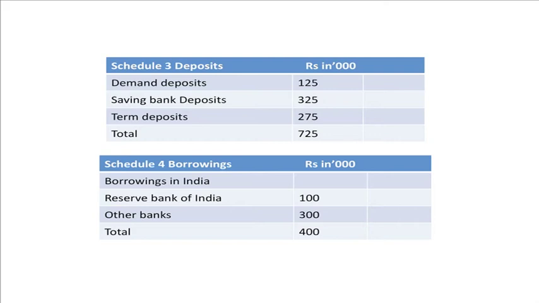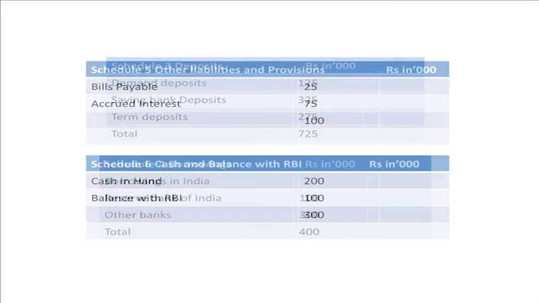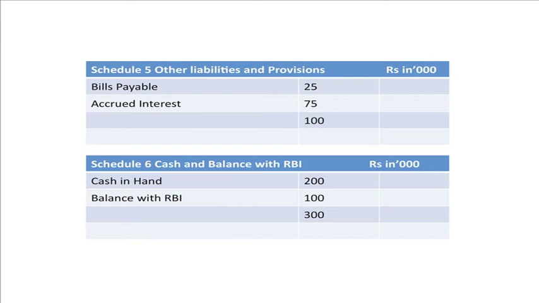While analyzing the question, we have already identified that they will go in schedule 3, deposits. So, we have placed these values in the schedule appropriately and we have got this figure. So, while making the balance sheet, we will simply insert the totals of these schedules against those schedule numbers. Schedule 4 is borrowings. Borrowings in India, Reserve Bank of India is given as 100 in the question, we have placed it, other banks 300. So, borrowings total is amounting to 400. Schedule 5 is other liabilities and provisions.